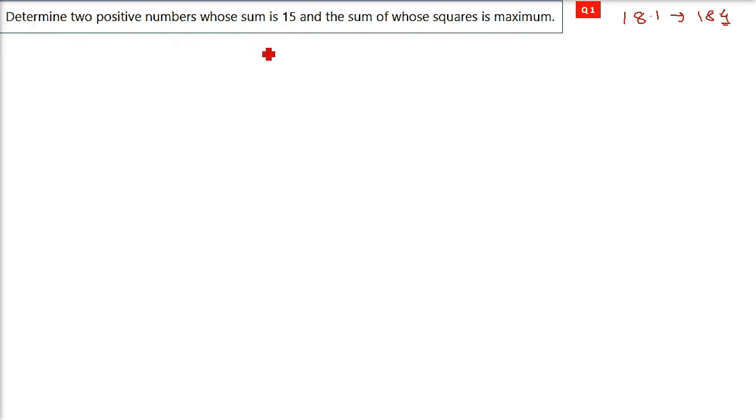So we have to determine two positive numbers whose sum is 15 and the sum of whose squares is maximum. The first line is: determine two positive numbers. So the numbers have to be positive. It's not saying what kind of numbers, just two positive numbers. And the sum is 15. If you take x as one number and the other as y, the sum should be 15. X is greater than 0, y is greater than 0, that I already explained.